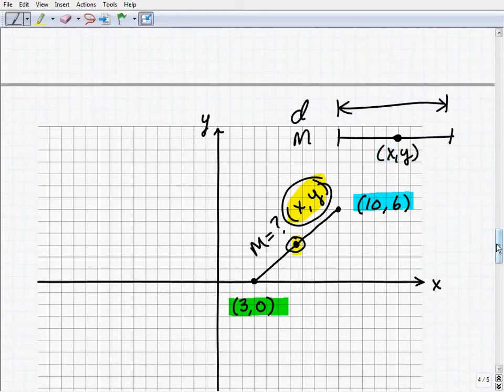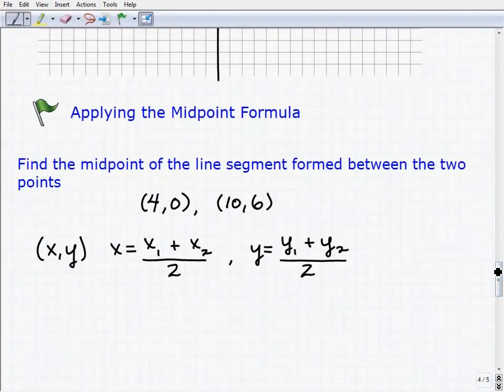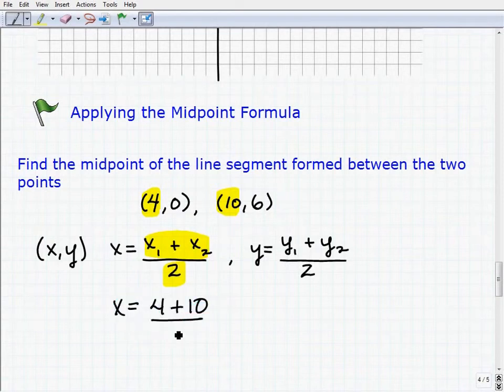All right, so let's go ahead and see how the midpoint formula works. So if I wanted to find the midpoint of the line segment formed between these 2 points, 4, 0, 10, 6, it's very easy. The formula states the following. You're going to take the x coordinates, just as we did in the distance formula, but we're going to add them up and average them. So here we have our x coordinates 4 and 10. So I'm going to add them up and divide by 2. Very easy. So let's go ahead and do that. So this will be 4 plus 10 divided by 2, which of course is 14 over 2, or 7.